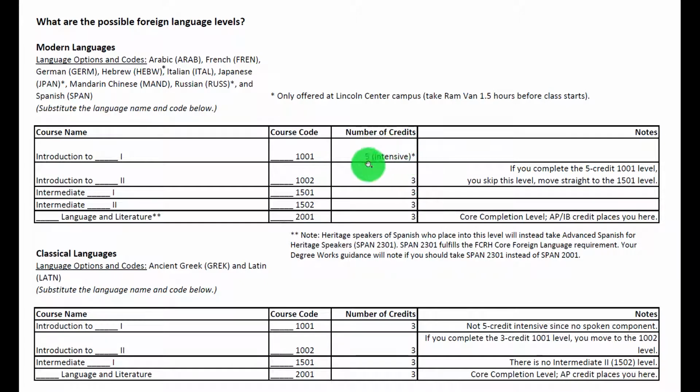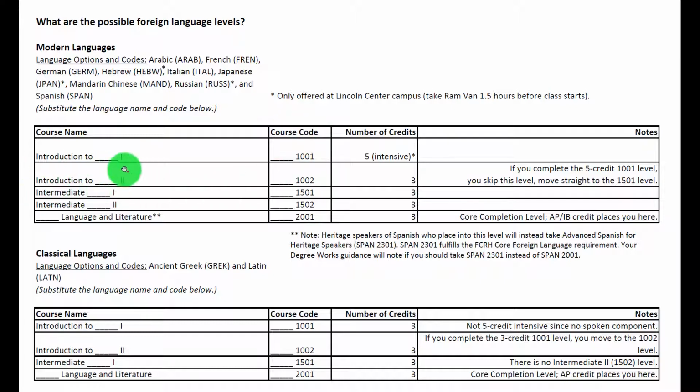You'll note that for all of these 1001 level courses for the modern languages, the course is 5 credits instead of 3. This means that it meets for a bit longer each week for additional language lab and conversation practice. So it's going to be a bit more work than a 3-credit class. Most languages are available to start from the beginning in the fall semester.